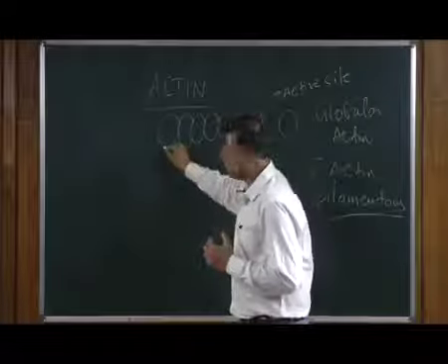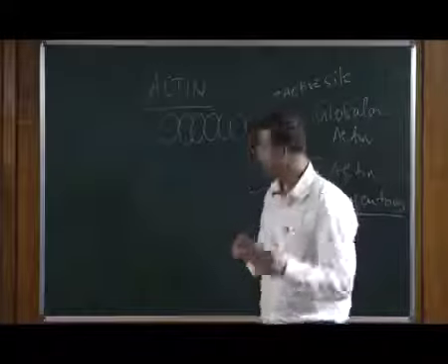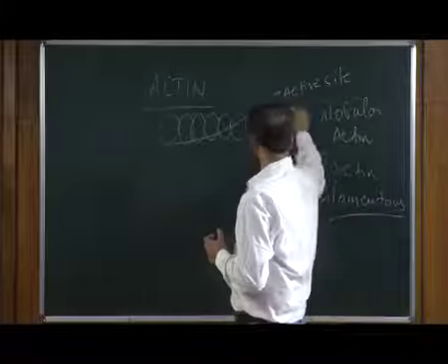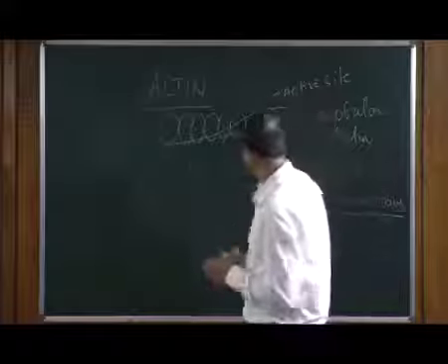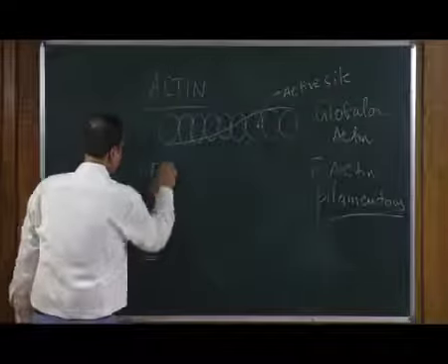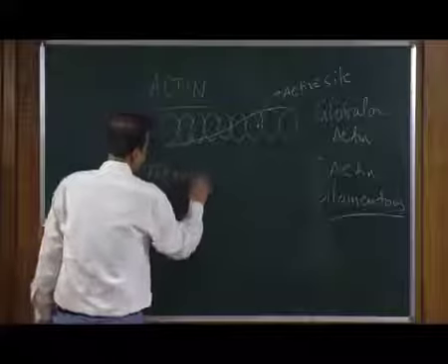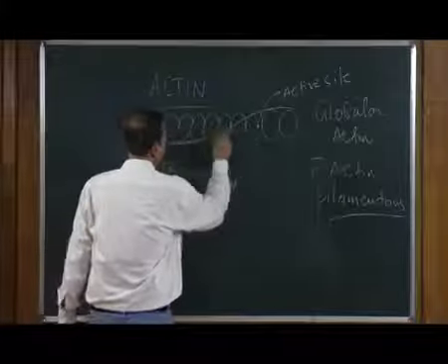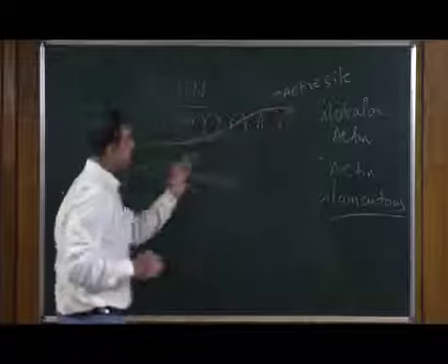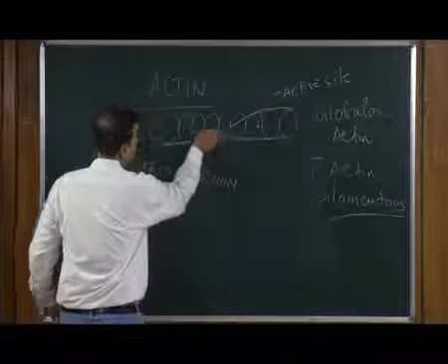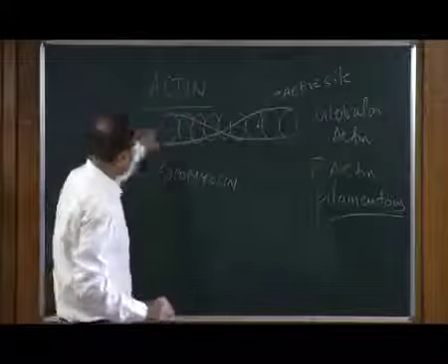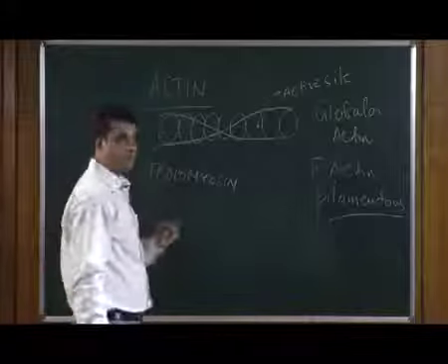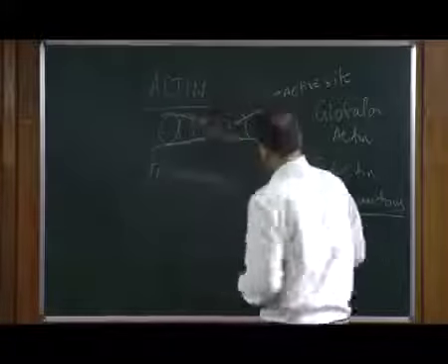Next, we have another filamentous structure which is running in parallel to this actin molecule, and this is called tropomyosin. There are two filamentous structures running parallel to this actin filament, and these are called tropomyosin.